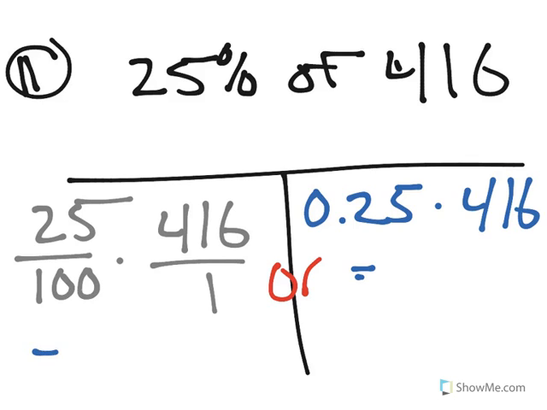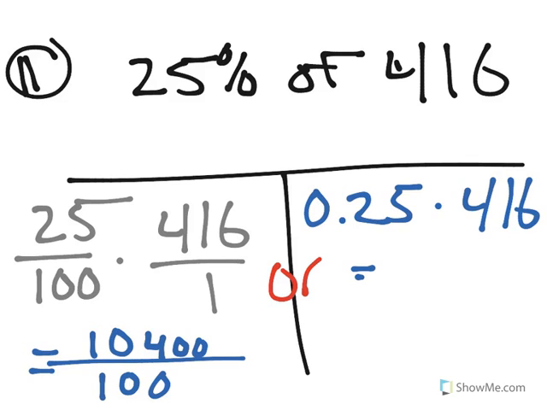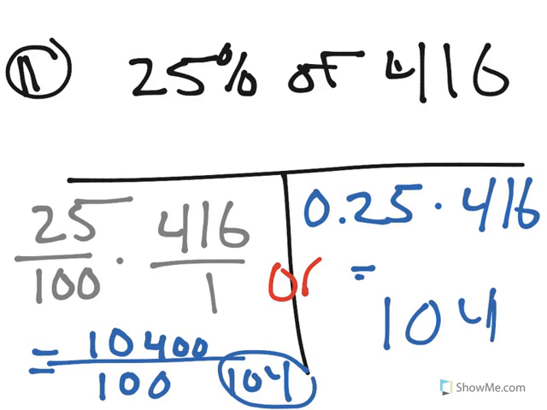So when I set it up as a fraction, I'm going to get 10,400 over 100. When I divide it out, I should get 104 as my answer. If I do it as a decimal, I'm going to type in 25 hundredths times 416, and my answer will still be 104. So that's what you're doing tonight. Make sure you show the work.